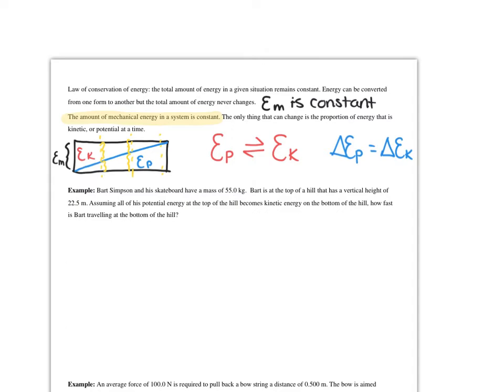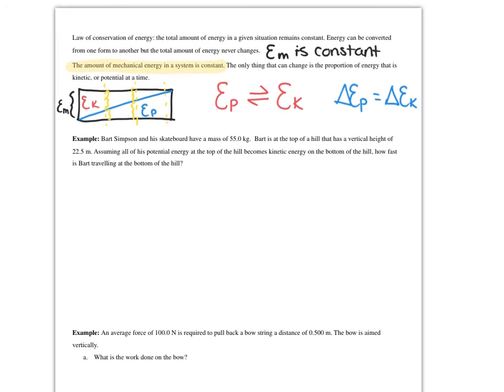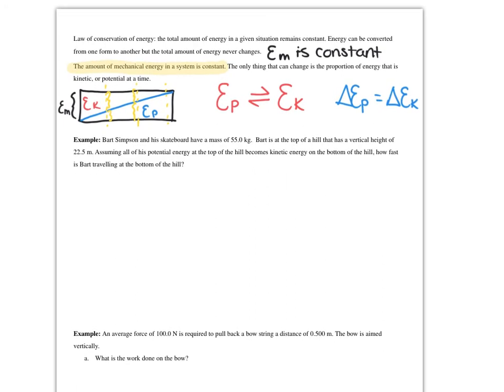So we'll use that idea moving forward here. Bart Simpson and his skateboard have a mass of 55 kilograms. Bart is at the top of a hill that has a vertical height of 22.5 meters. Assuming all of his potential energy at the top of the hill becomes kinetic energy at the bottom of the hill, how fast is Bart traveling at the bottom of the hill?